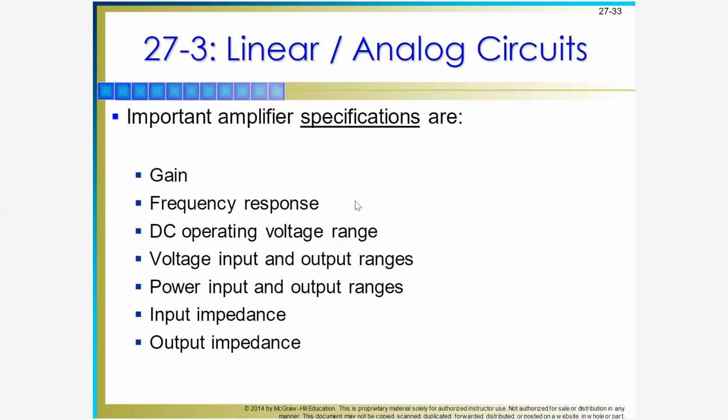These are important amplifier specifications. It should have gain. Gain means an increase in signal. Frequency response depends on the cutoff frequency, or how the signal responds. Then DC operating voltage range, voltage input and output range, power input and output range, and input impedance and output impedance. Impedance is used to check if the signal is compatible with other circuits, or if one piece of equipment is compatible and can be used.